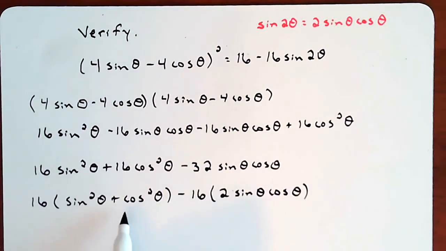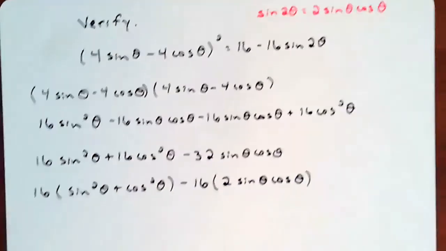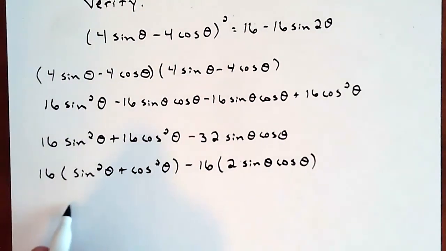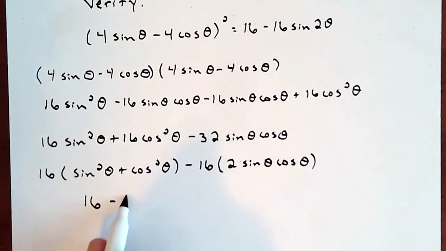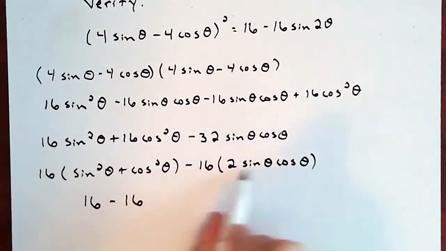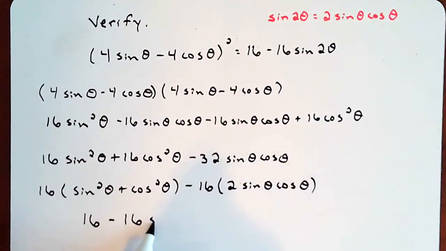This is a substitution of 1. This is a substitution of 2 sine theta cosine theta with sine 2 theta. And that is going to be then just a 16, because it's 16 times 1, minus the 16 times sine 2 theta. And that is exactly what we were looking for.